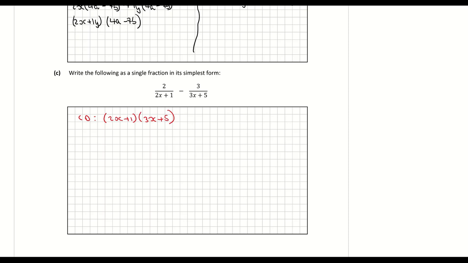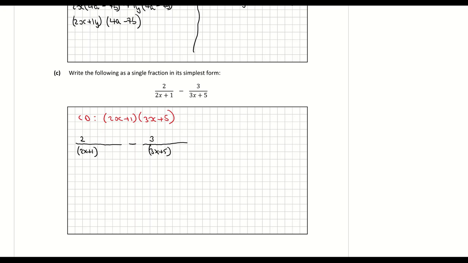I then come back to my two fractions. So let me write them out. I have my first fraction, subtract my second fraction. Now my original one was over 2x plus 1, and my second one was 3x plus 5. And on top of the first one, I had a 2, and on top of the second one, I had a 3.